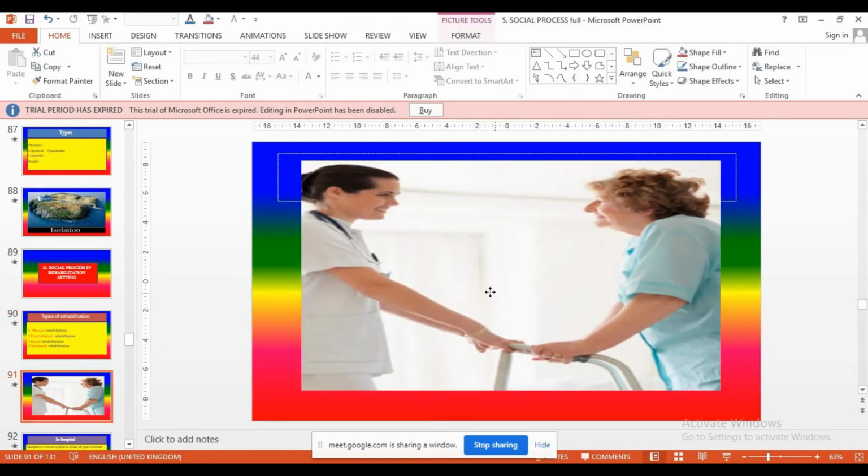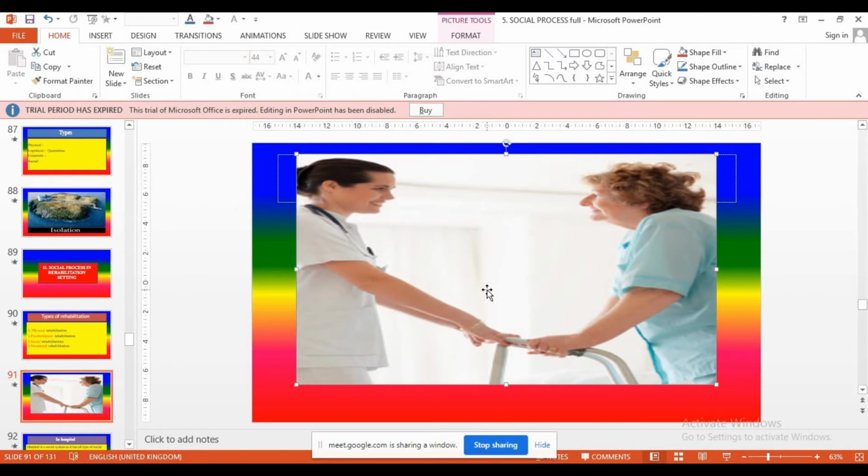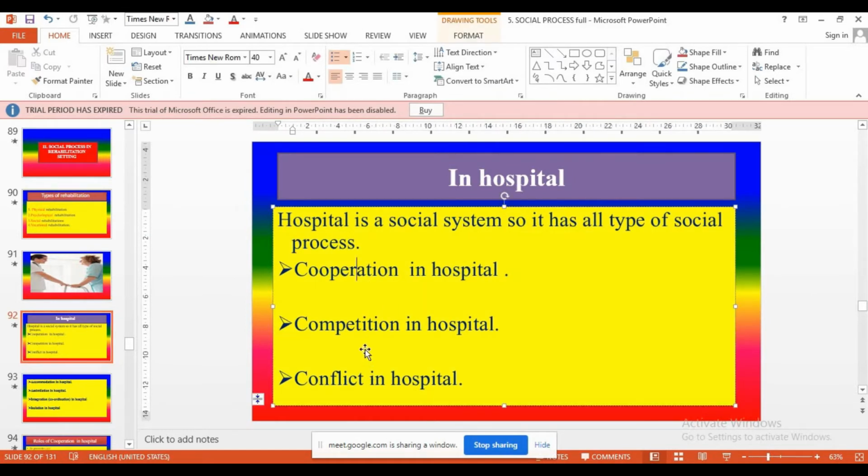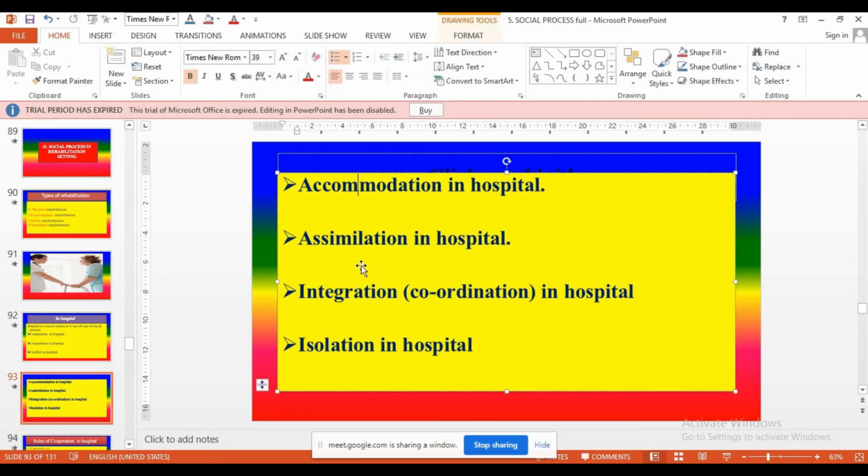Look at this rehabilitation. In every type of rehabilitation setting, we should apply the knowledge of social process. Look at this. In hospital: cooperation, competition, conflict, accommodation, assimilation, integration or coordination, and isolation in hospital.